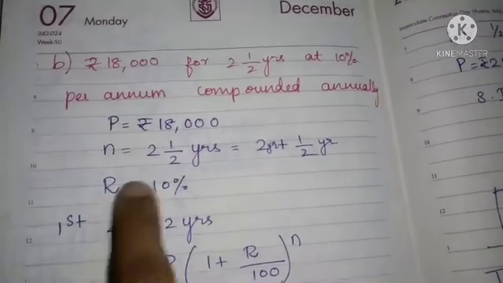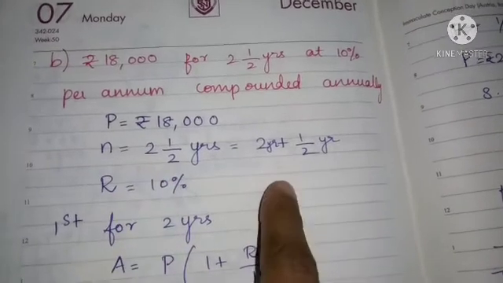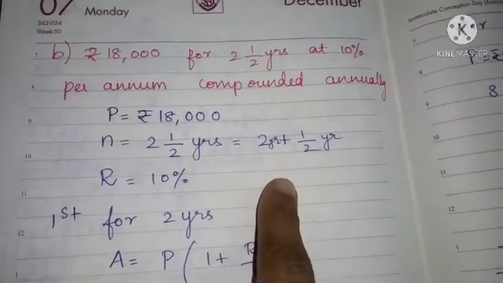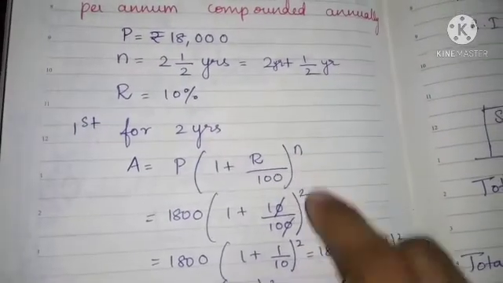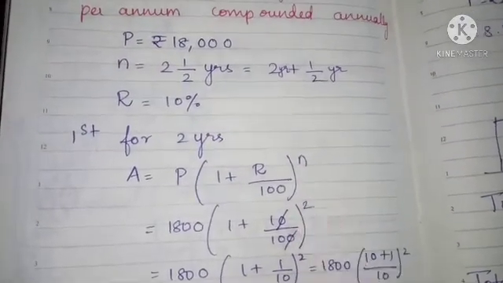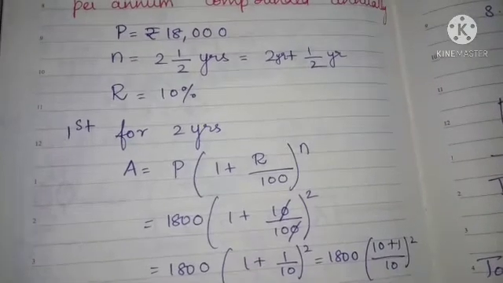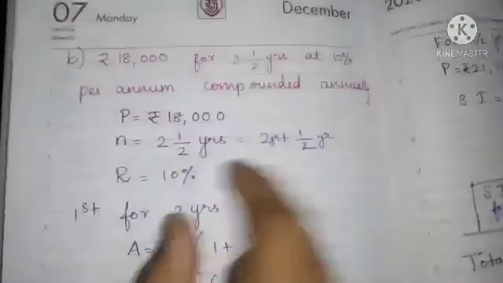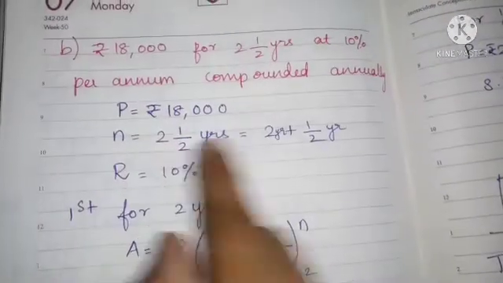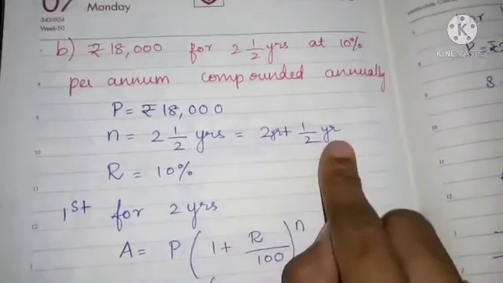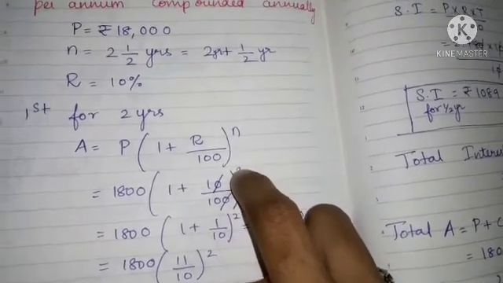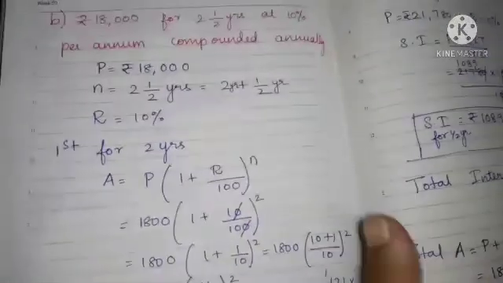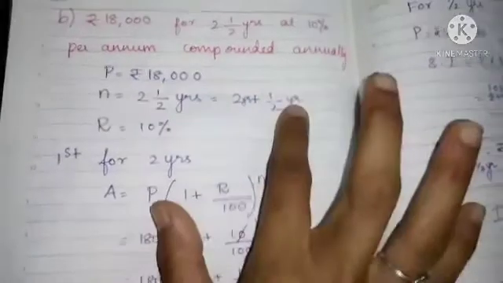See, in rate, if it is a mixed fraction, we can convert it into improper and do it. But when it is n, 2.5, if you write 2.5 as an exponent, it is very difficult for us to solve. So I am going to separate this 2.5 into 2 years separately and half a year separately.